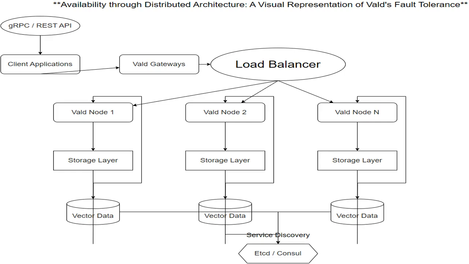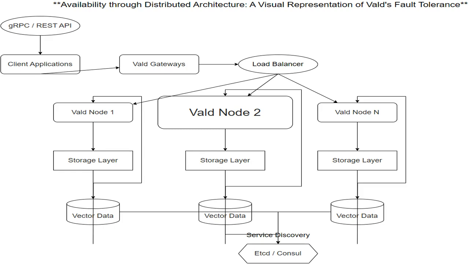Let's look at Vald Node 1. This represents a single server or instance within the Vald cluster. Each node stores a subset of the vector embeddings. Now, let's consider Vald Node 2. It is another server within the Vald cluster, working in conjunction with other nodes to store and search vector data.